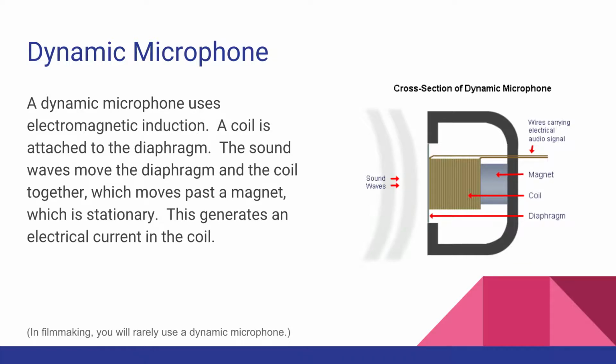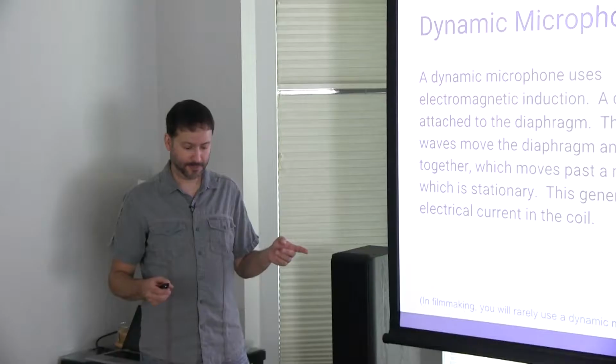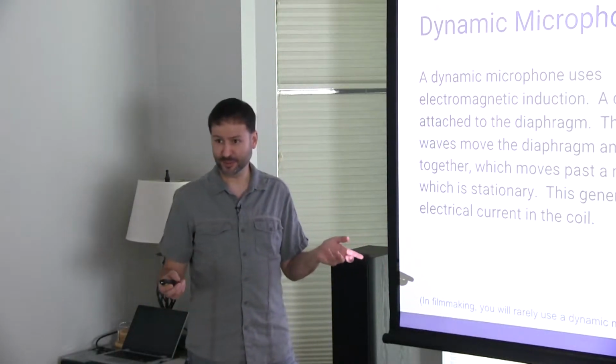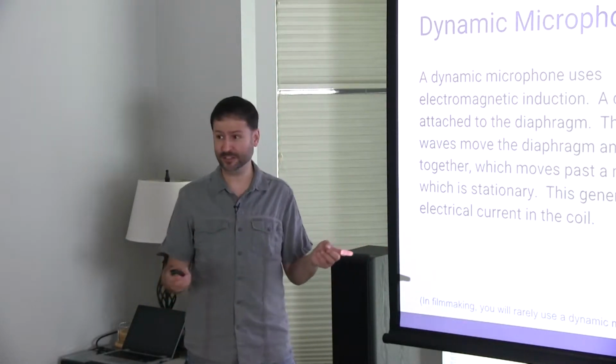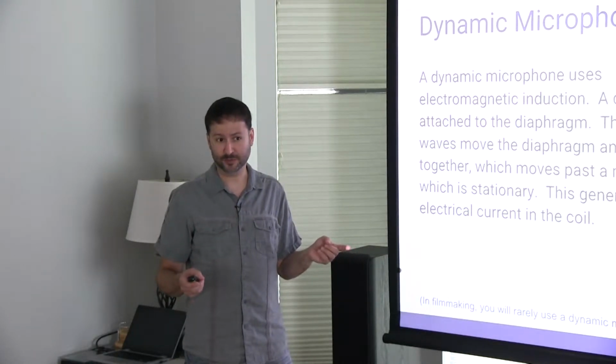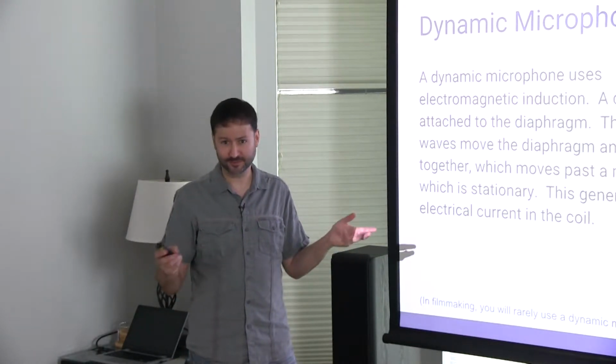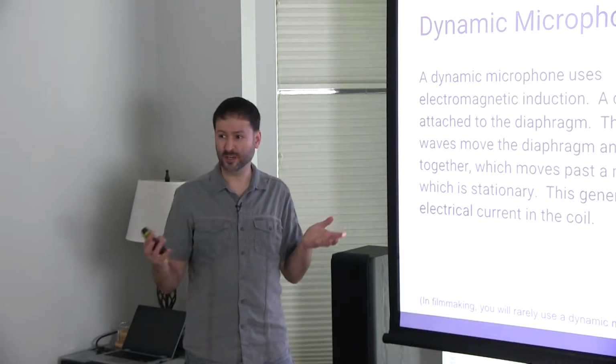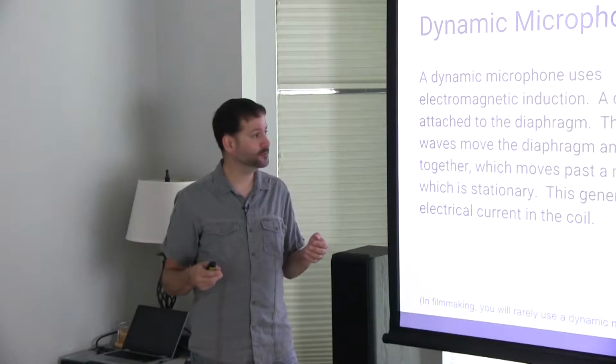So we're going to talk about a dynamic microphone first, which is, in a sense, kind of a waste because in film we almost never use dynamic microphones. Dynamic microphones are very common on stage because they're much more durable and musicians throw them around. And this is the original kind of microphone. The first microphone was a dynamic microphone.